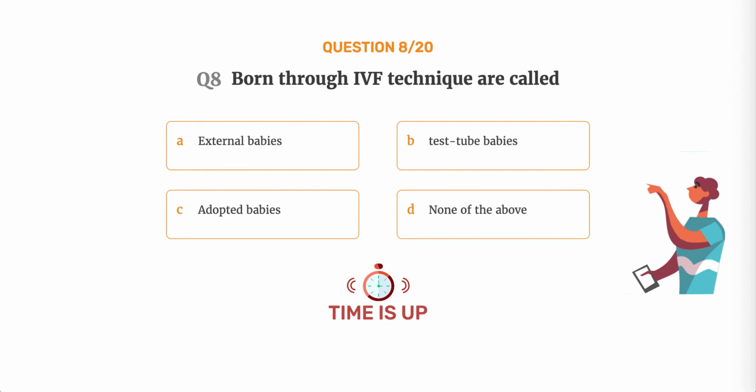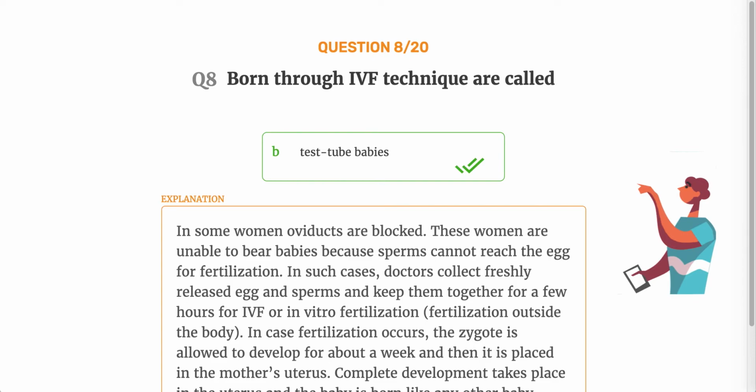The correct answer is option B, test tube babies. In some women, oviducts are blocked. These women are unable to bear babies because sperms cannot reach the egg for fertilization. In such cases, doctors collect freshly released egg and sperms and keep them together for a few hours for IVF or in vitro fertilization, fertilization outside the body. In case fertilization occurs, the zygote is allowed to develop for about a week and then it is placed in the mother's uterus. Complete development takes place in the uterus and the baby is born like any other baby. Babies born through this technique are called test tube babies.